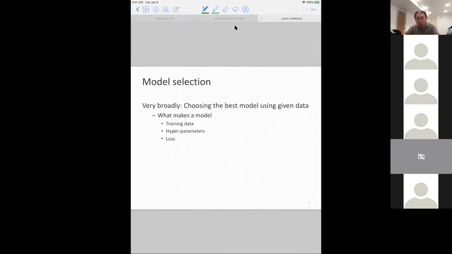Cross-validation is an approach to select models. So what is a model? When we get a machine learning model, we need to prepare the training data. We need to identify the hyperparameters, and then we need to minimize some loss function plus regularizer, right?